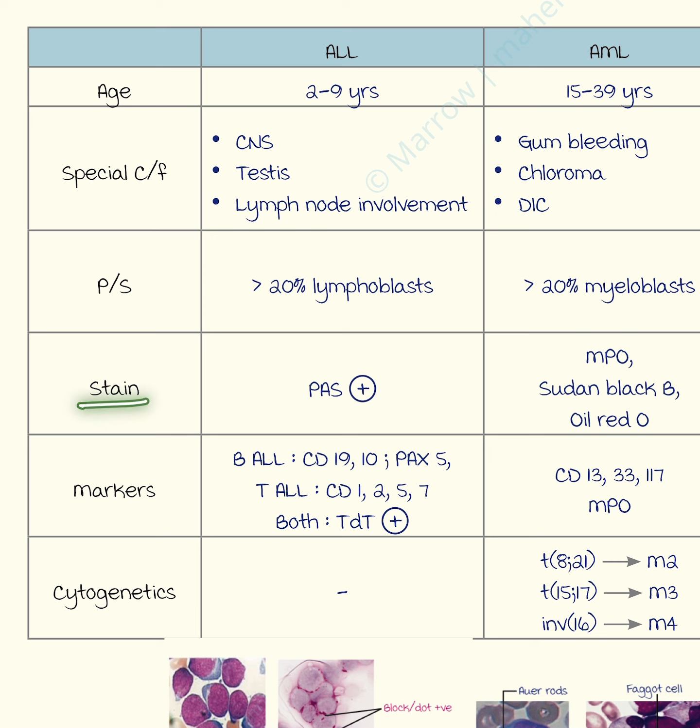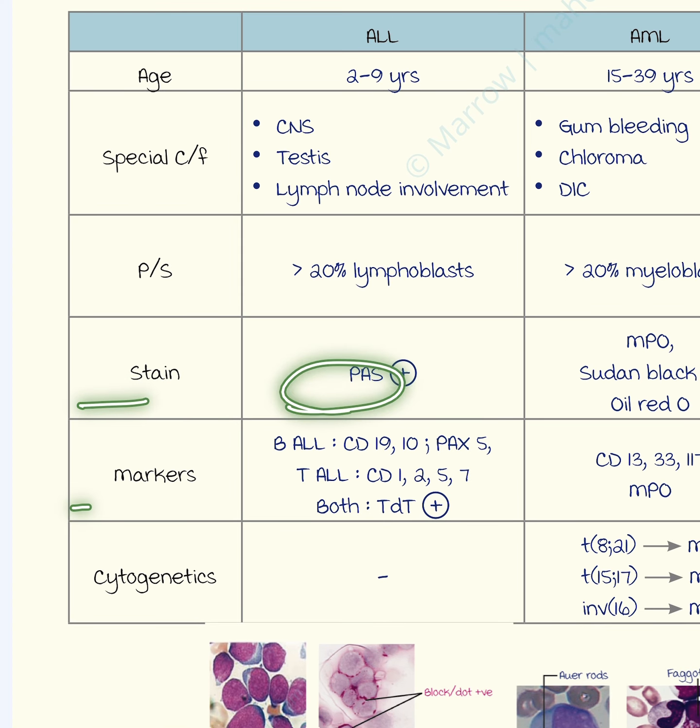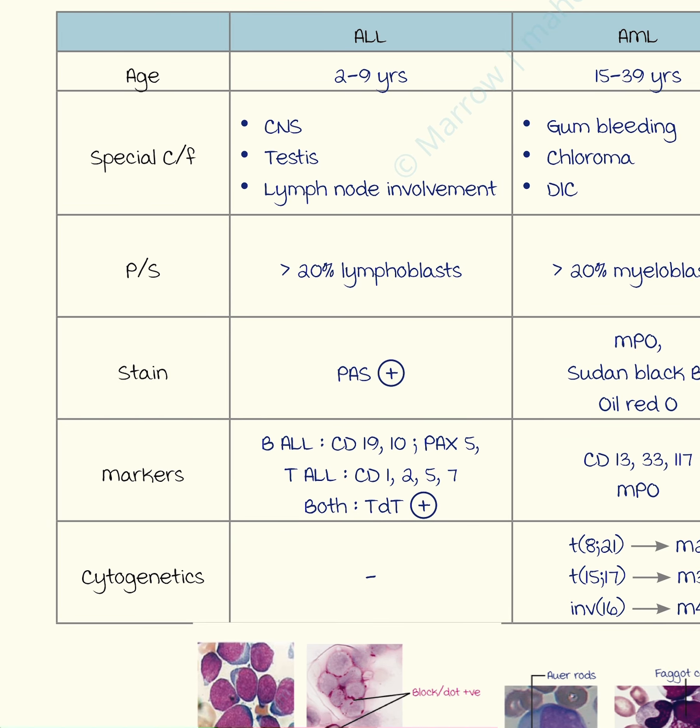The specific stain is PAS positive. According to the WHO classification there are two types: B-ALL and T-ALL. B-ALL has a good prognosis, T-ALL has a bad prognosis. The B-ALL markers are CD19, CD10, and PAX5, and T-ALL markers are CD1, 2, 5, and 7. In both, TdT is present.